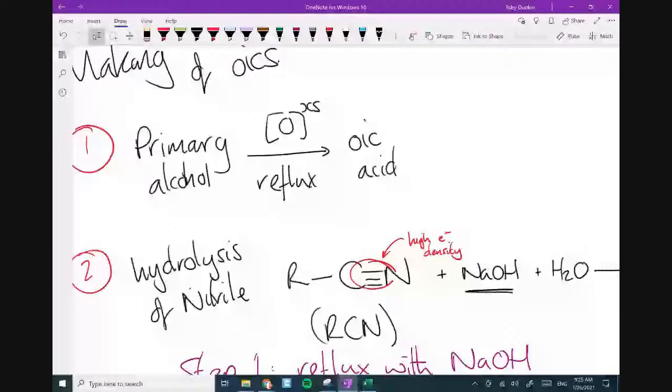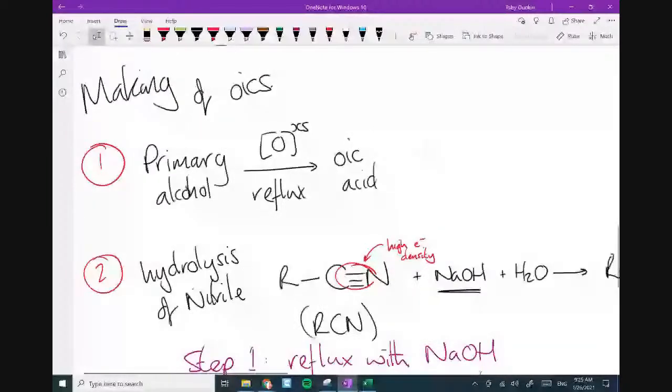Otherwise, that's it. Carboxylic acids. Tomorrow we'll do reactions of. Cool.